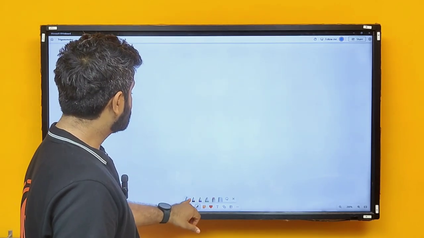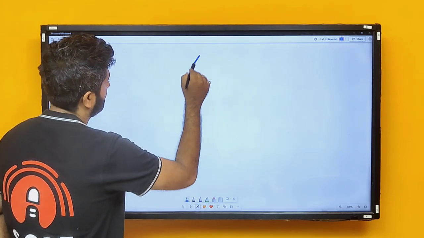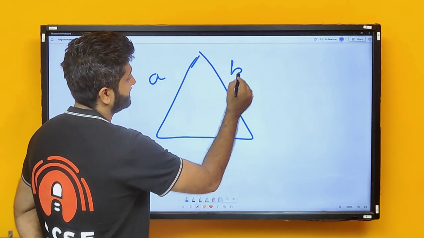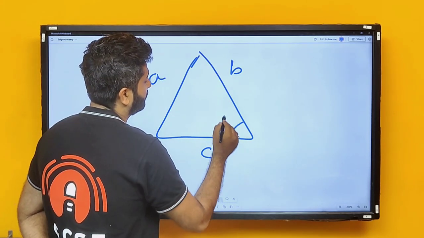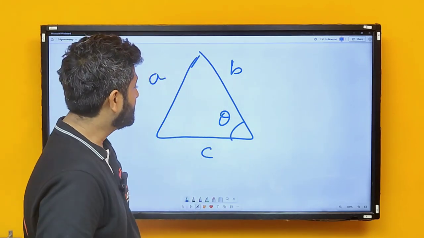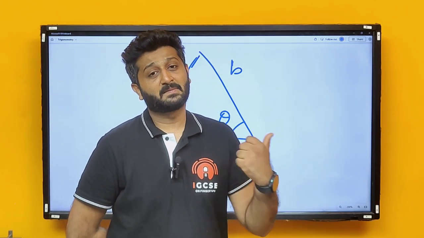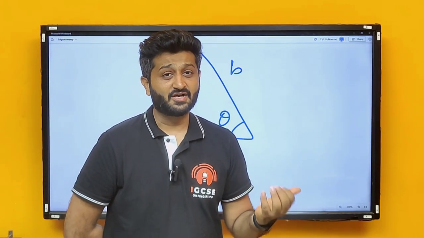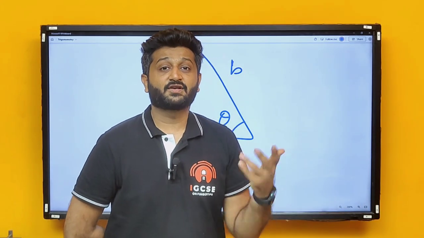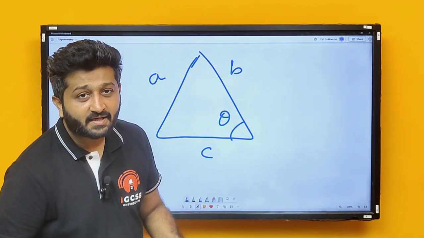Now what if the situation is somewhat like this for the cosine rule? Let's say this is a triangle, this is side A, side B, side C, and I want to find this angle theta. I have all the three sides, but I don't have any of the angles. So here sine rule will not be helpful, right? Because for sine rule you need at least one of the angles, but I don't have any of the angles.